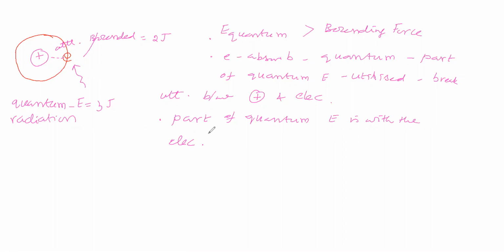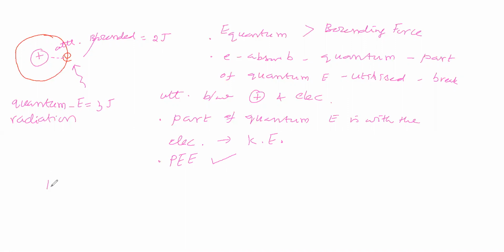Therefore, who is there to repel with that? One student says that that part of quantum energy is with the electron as kinetic energy. Okay. So the quantum is having 3 joule. In this, 2 joule part is utilized for breaking attraction between nucleus and electron. Remaining part is in the form of kinetic energy. In this case, electron came out from the metal atom. So photoelectric effect is possible, we are saying.